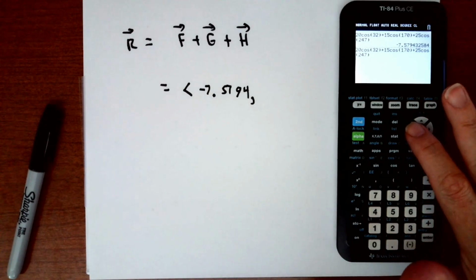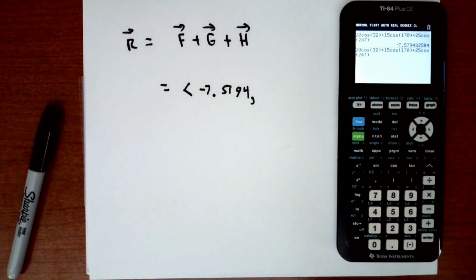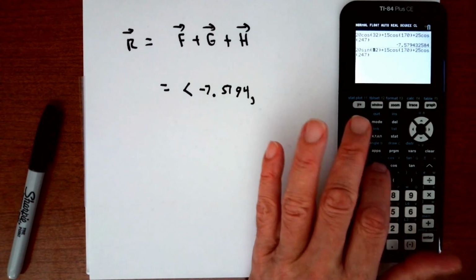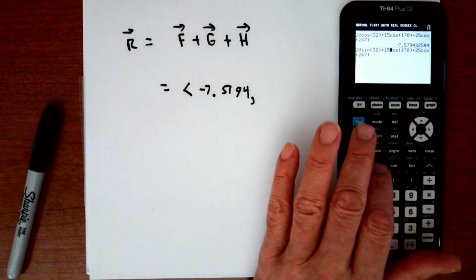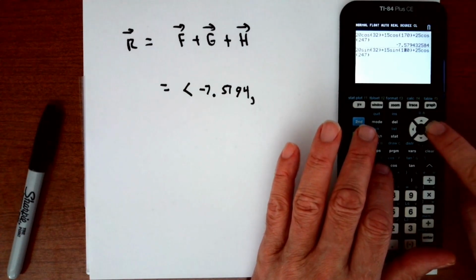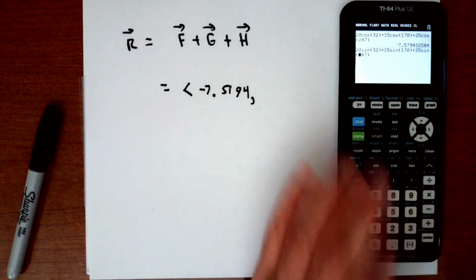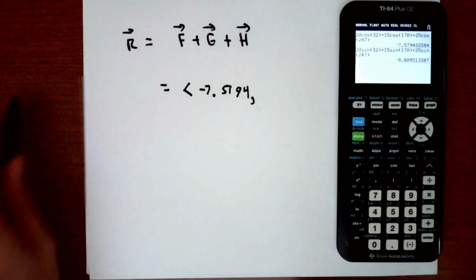I'm going to back up with my cursor keys until I'm on the C of cosine, and then I'm going to push the sine button. I'll go over to the next one of the cosines and push the sine button, and do the same for the last one, and then press enter.